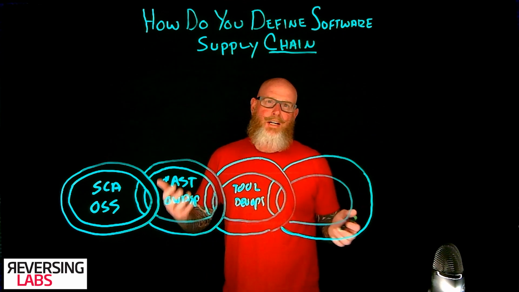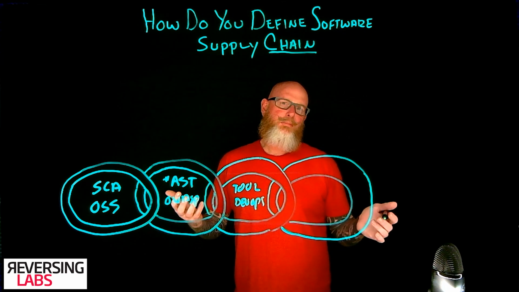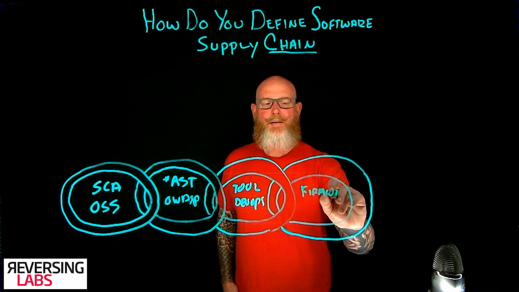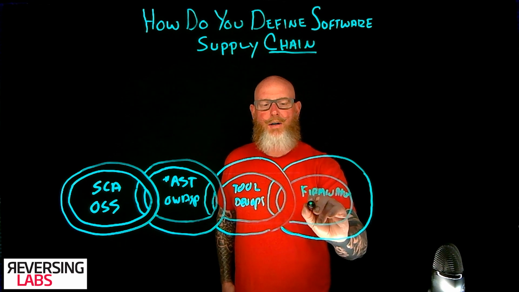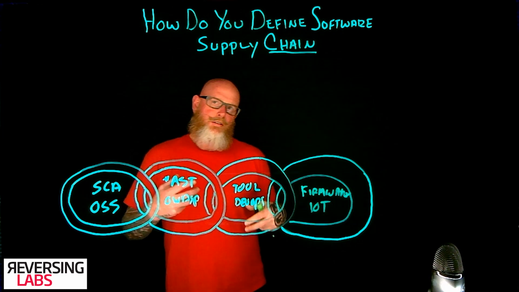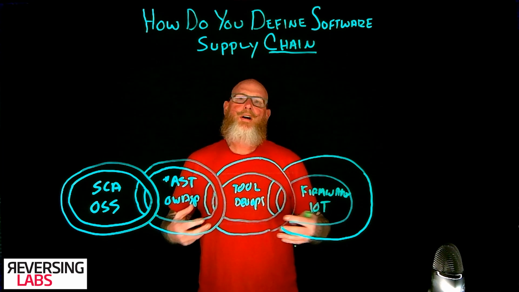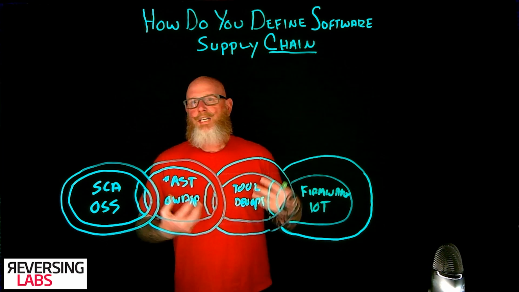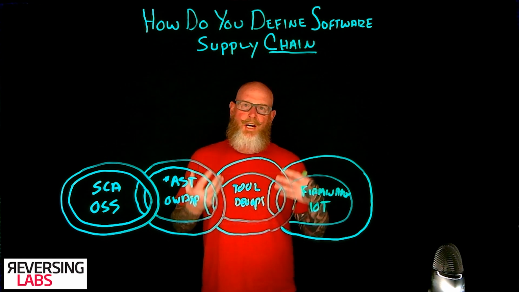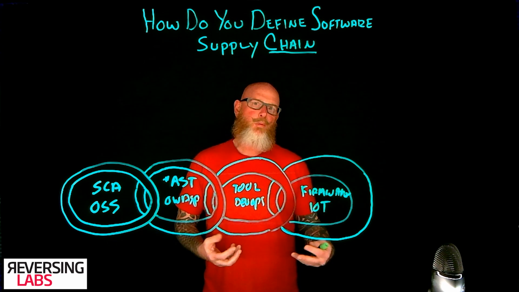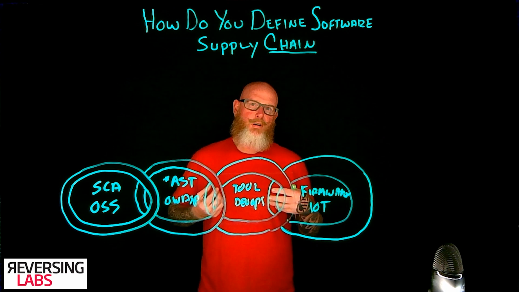The last one that you hear about associated with software supply chain security is the firmware and IoT space, where this is more about the embedded device space, where you're basically putting firmware on a medical device or an IoT-enabled device. It's about verifying the firmware itself and the supply chain of where that firmware came from. Are there vulnerabilities in the firmware itself?